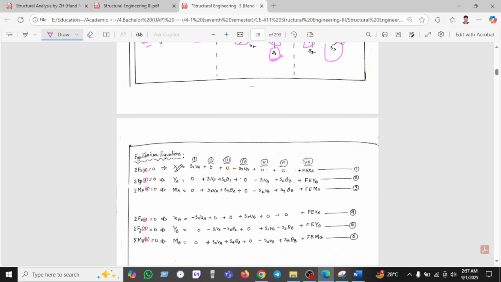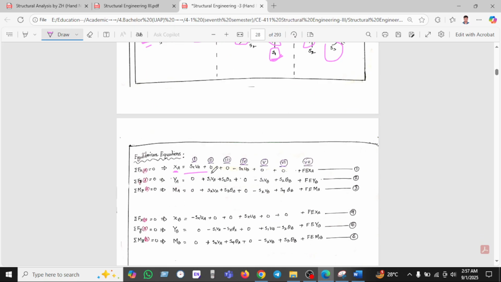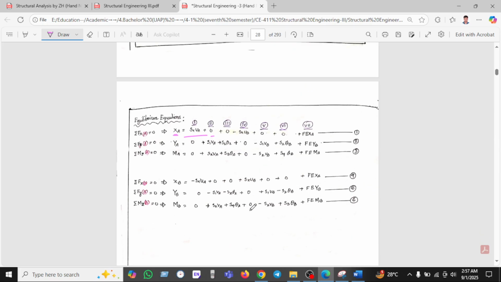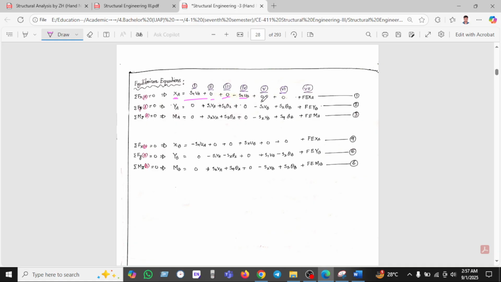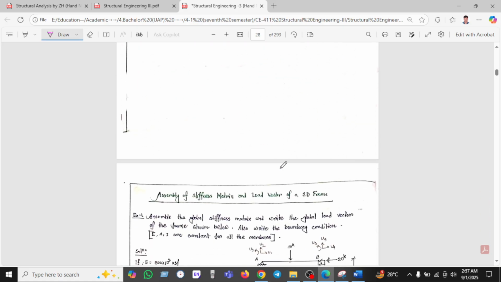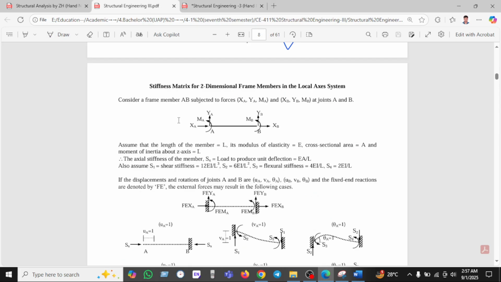So for XA, we are taking the moment, and we have found SAX. S2 has no axial load, S3 has no axial load, S4 has axial load appearing here, but S5 has no axial load, and S6 also has no axial load. We have assembled these equations. Okay, so the same thing: the stiffness matrix for a two-dimensional frame in the local axis is shown here.